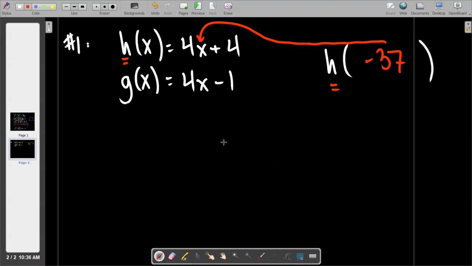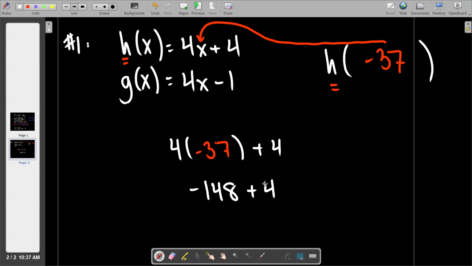And that's -148, I think, plus 4. Let me show you the math that I did. I did 4 blank plus 4, and in the blank I put -37. When I multiplied these together, that's when I got -148. What's -148 plus 4? -144. That is the answer.